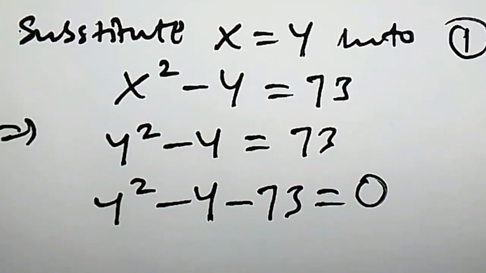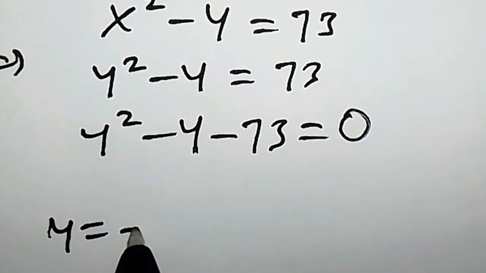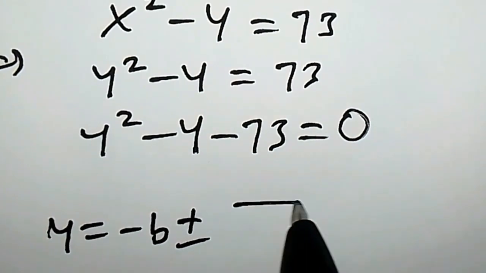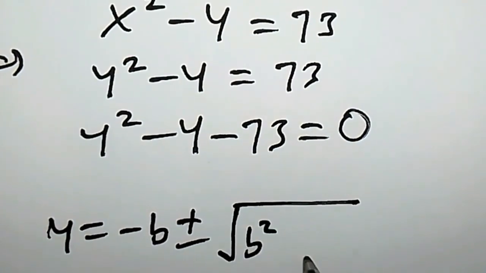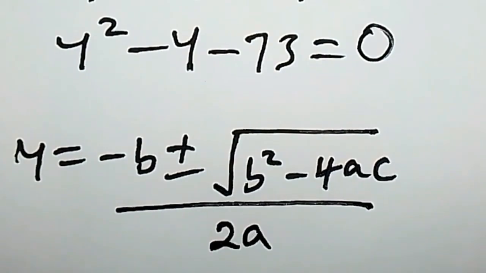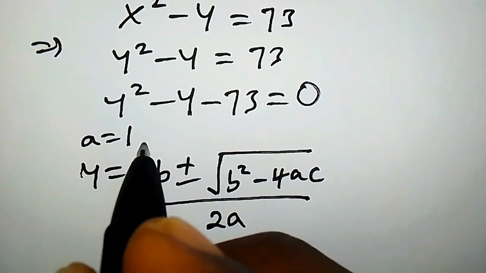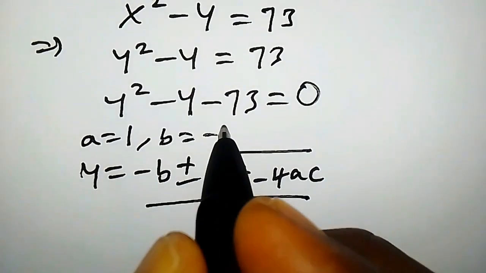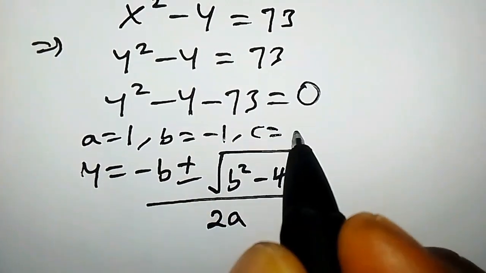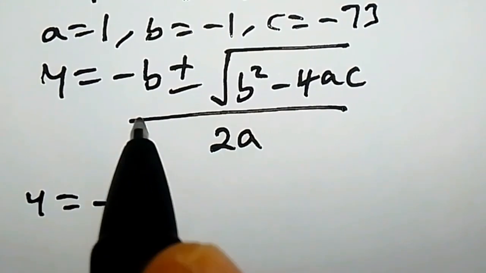You will observe that this quadratic equation is not factorizable. We can use the quadratic formula to solve it. y equal to minus b plus or minus square root of b squared minus 4ac, divided by 2a. From this equation, our a is equal to 1, b is equal to minus 1, and c is equal to minus 73. y equal to minus, what is b?